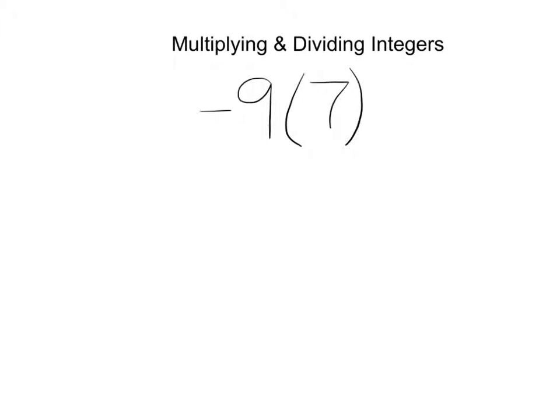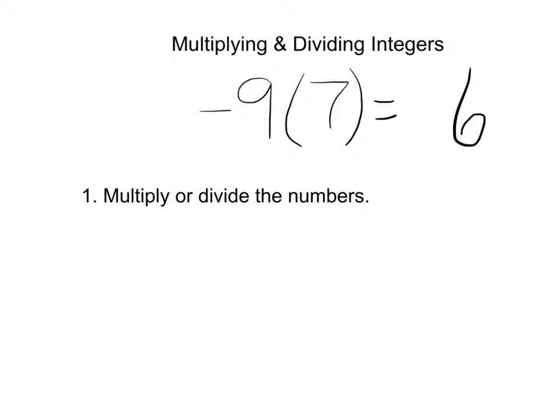So the first step whenever you are multiplying or dividing integers is to ignore the sign and simply multiply or divide the numbers. So that's what we're going to do first here. We're going to simply multiply -9 times 7, but we're going to ignore the signs. So we're just going to think, what is 9 times 7? So 9 times 7 is, of course, 63.